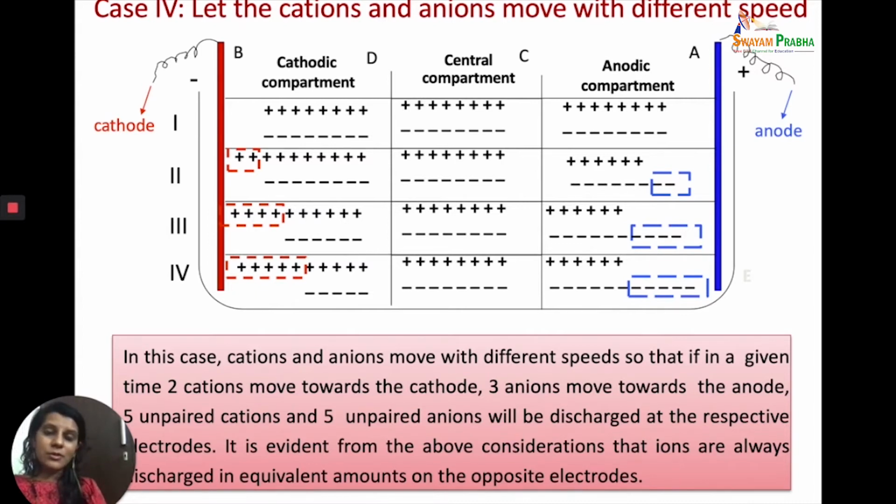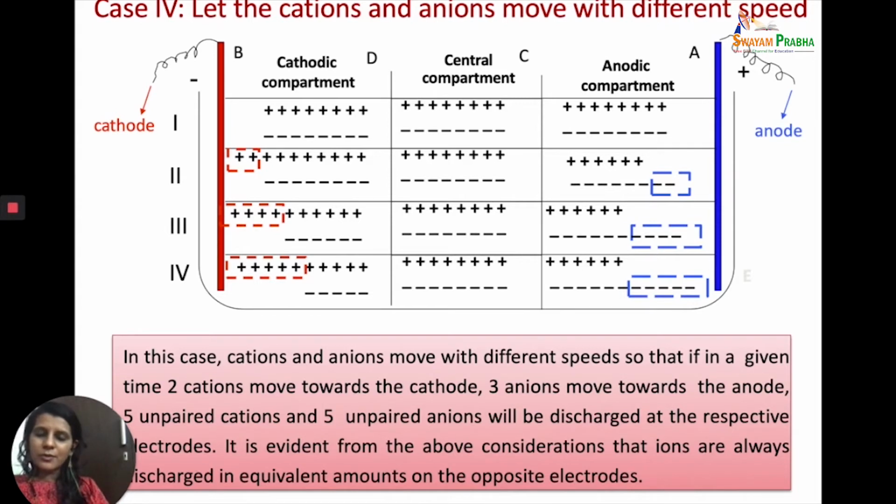But because there is also simultaneous movement of the three anions, moving from the cathode to the central and 3 to the anodic, now how many are left unpaired? You have 5 unpaired cations left at the cathodic compartment, and 5 unpaired anions left at the anodic compartment. There was movement which was different: 2 cations moved and 3 anions moved, but the number of unpaired ions in both compartments is the same, 5 unpaired cations and 5 unpaired anions.